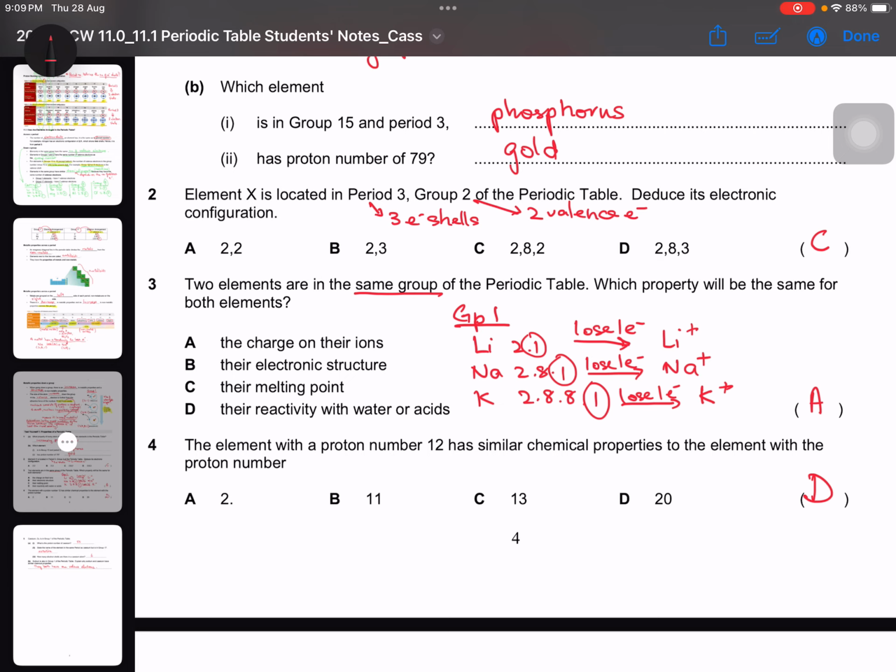Okay, next one, similar chemical properties means that they must have the same number of valence electrons. So if it is 12, what is the electron structure? 2, 8, 2. So we are looking for something where the last number is 2, which is your 2, 8, 8, 2. All right, same number of valence electrons.